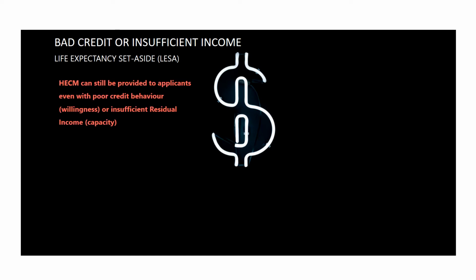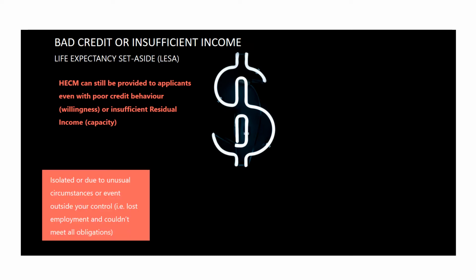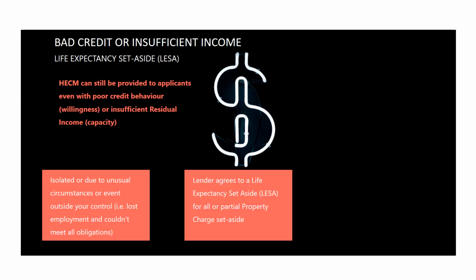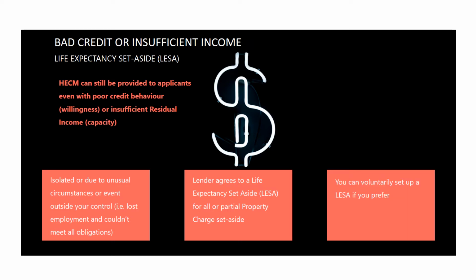If you have bad credit or insufficient income, it is still possible to get a HECM. But your bad credit would have to be isolated and due to unusual circumstances or events outside of your control. And the lender may require the life expectancy set-aside that either fully or partially puts aside money to pay for future property taxes and insurance over the expected life of the youngest borrower. And some people actually set up a voluntary life expectancy set-aside so that they know they have set aside enough money to pay their property taxes and insurance and remain in their homes without worrying.